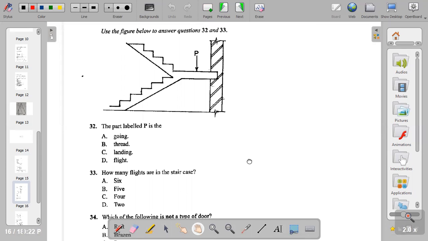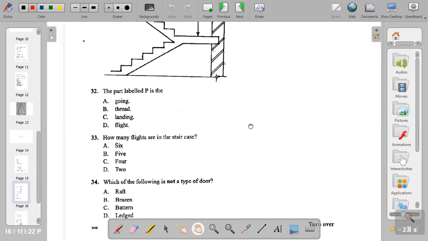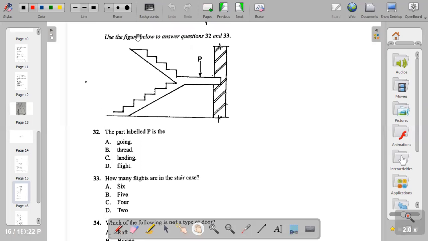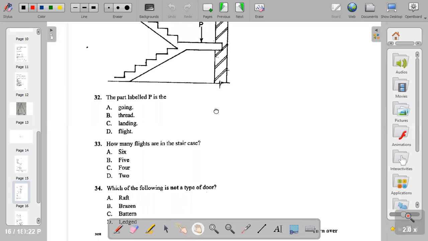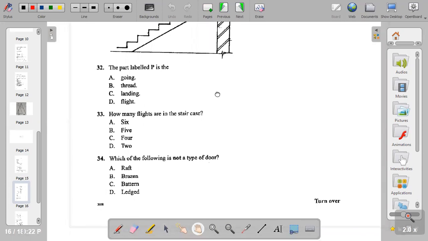I move on to question 33. How many flights are in the staircase? Now, when you look at the staircase, let's see how many flights. This is one flight to the landing. Then this is another flight after the landing. So there are 2 flights in the staircase. So question 33, the answer is D.